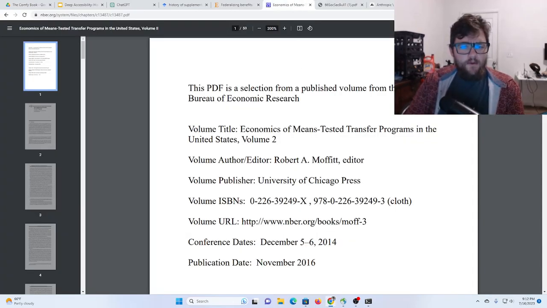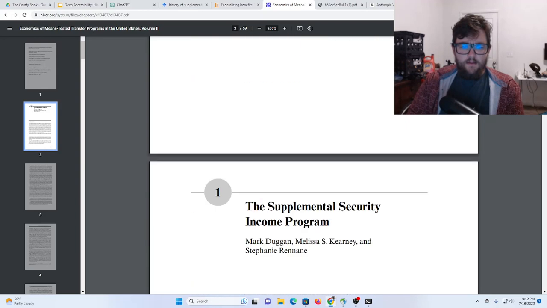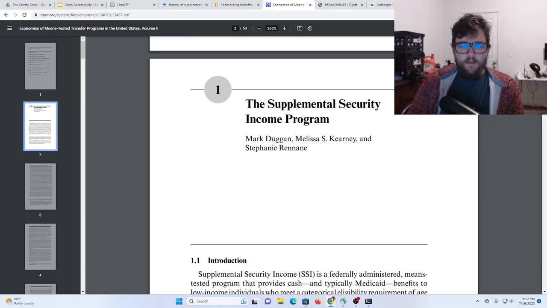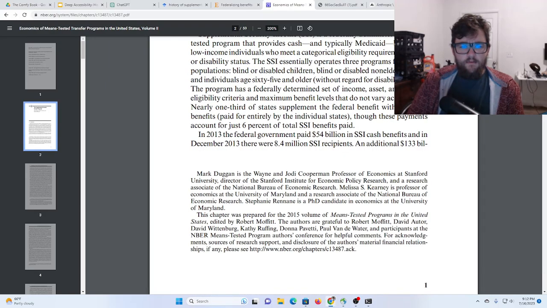So the second article I'm going to look at is from the National Bureau of Economic Research. I'm going to scroll down a little bit, and the paper is called Supplemental Security Income Program by Dugan, Kearney, and Renee. Let's look at the introduction right quick.